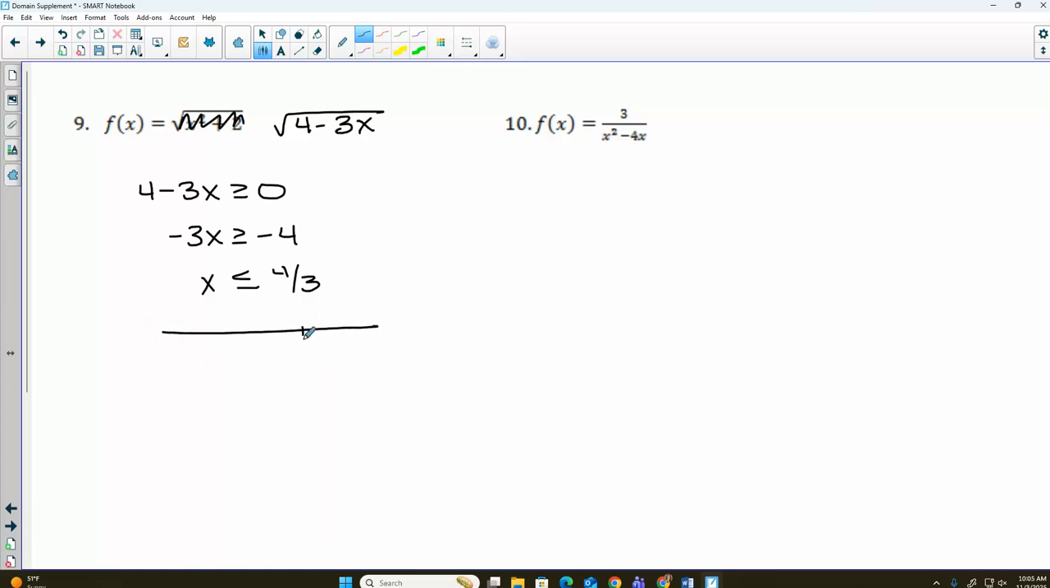To write the interval, you are always welcome to draw yourself a number line if you need to. Less than or equal to means bracket. Less than is going to the left. So what's my interval on this one?